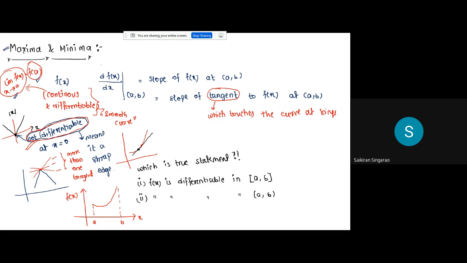Does anyone see a sharp point between A and B? Yes or no? At A and B, do you see a sharp point? At point A and point B, does it look like a sharp point to you?